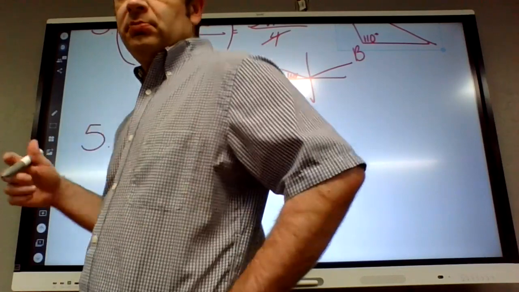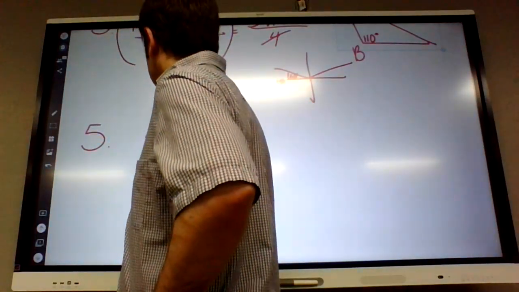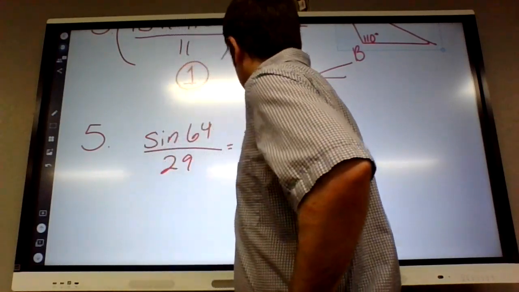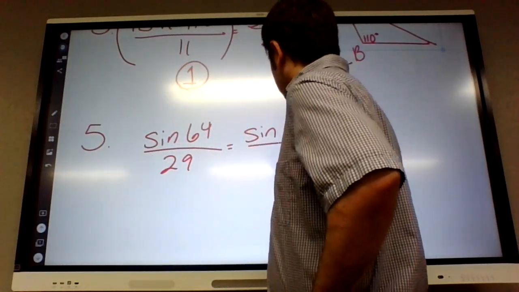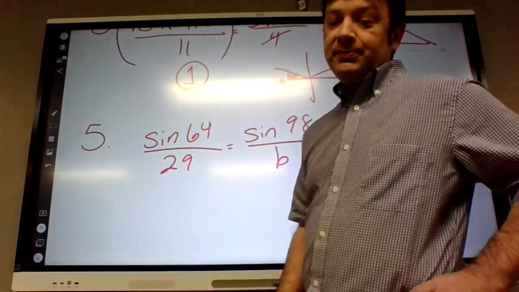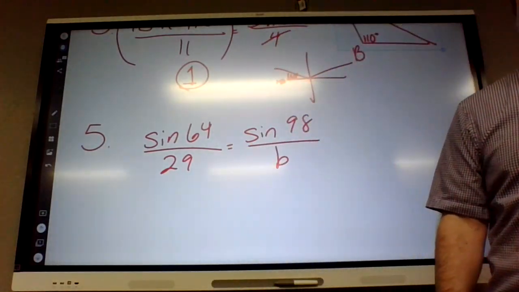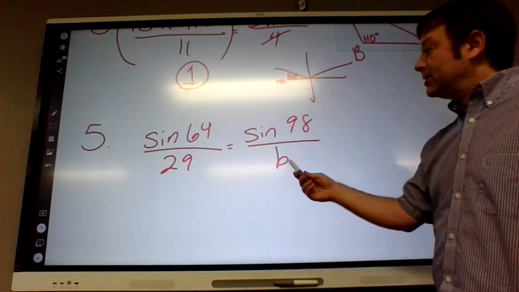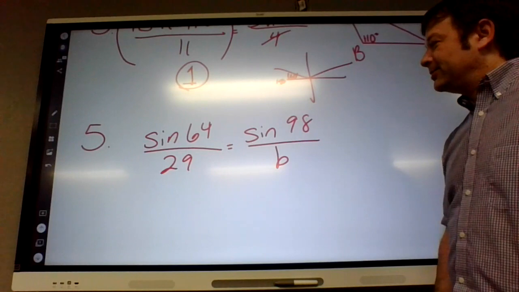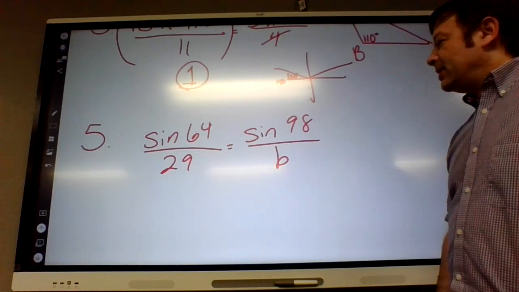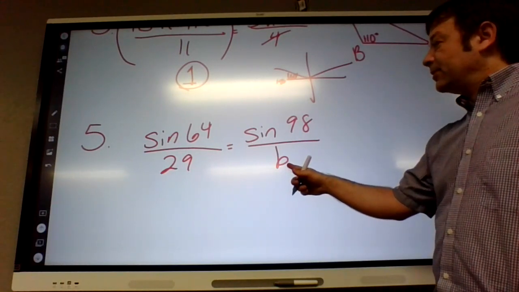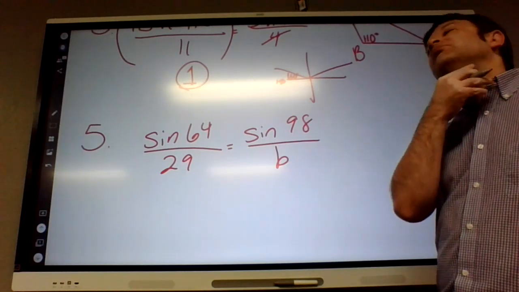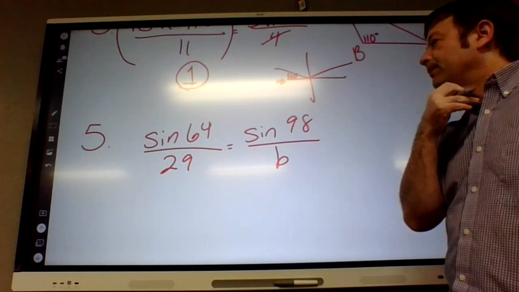Sine of 64 over 29 equals sine of 98 over 8. Yep, that's it. So she put sine of angle A over side A equals sine of angle B over side B. We just don't know what side B is yet. So that's where that goes, and then we're going to cross multiply. This one's a little bit different because we're looking for B. Could you cross multiply and then solve it like a normal equation?